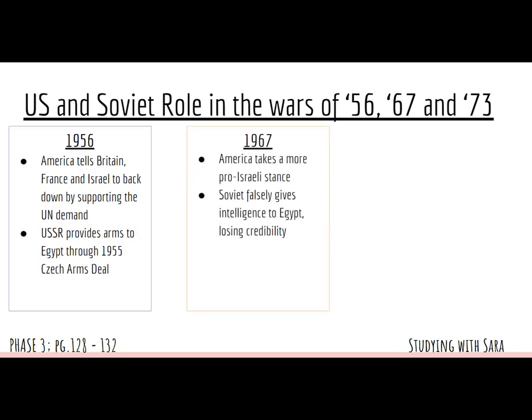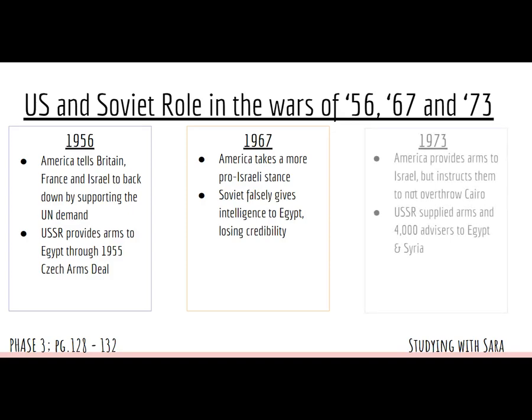In 1967, America became more pro-Israeli after witnessing their victory, and the Soviet Union lost their credibility after providing false intelligence to Egypt. In 1973, America provides arms to Israel, but instructs them not to overthrow Cairo, as a huge defeat might have led them to overthrow the Egyptian president Sadat and might have led to an establishment of a more radical and pro-Soviet government. Meanwhile, the Soviet Union provided more help in terms of arms, but began declining in strength and influence.